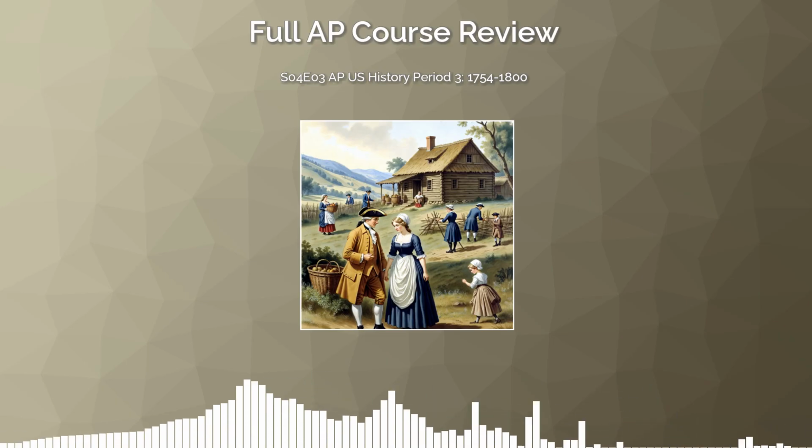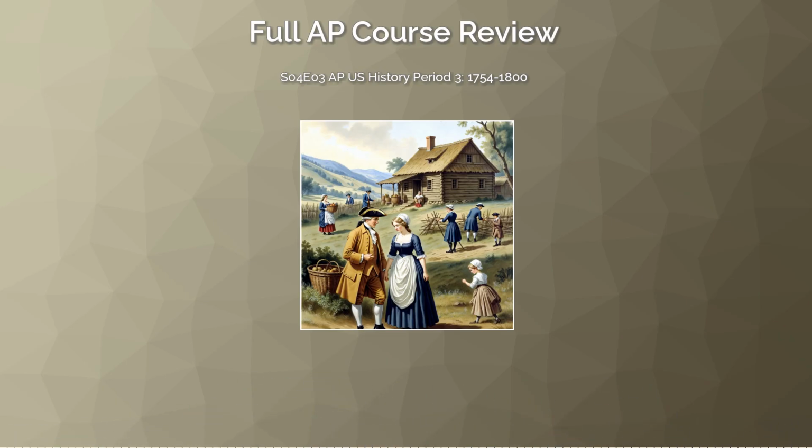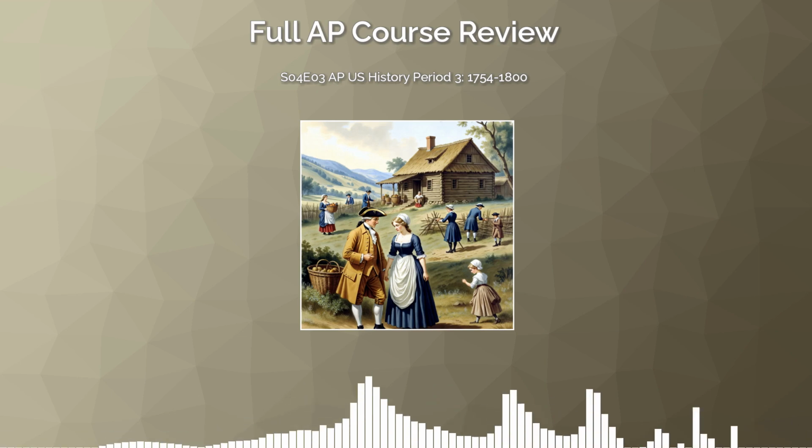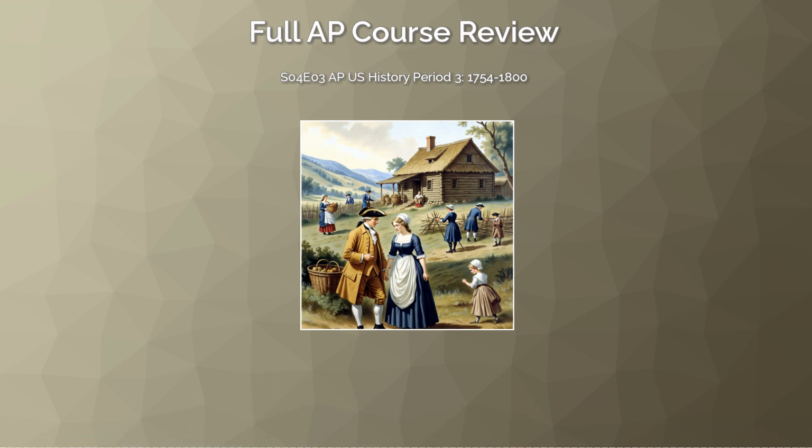The Articles of Confederation, already in trouble. The revolution also produced America's first attempt at a national government. The Articles of Confederation, ratified in 1781. Spoiler, it was a mess.